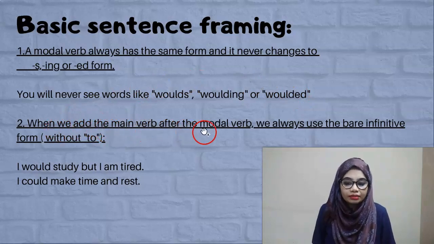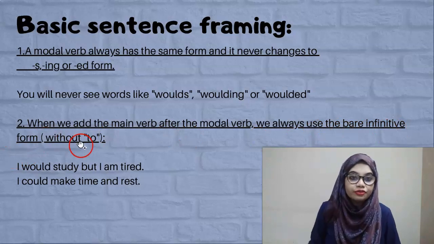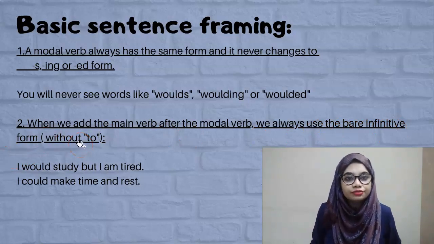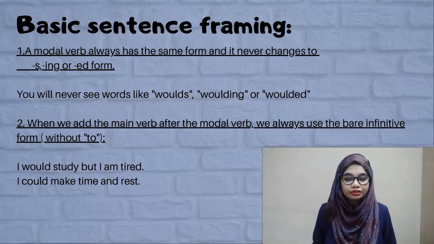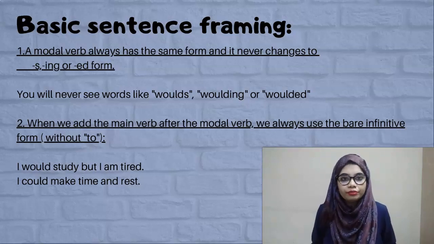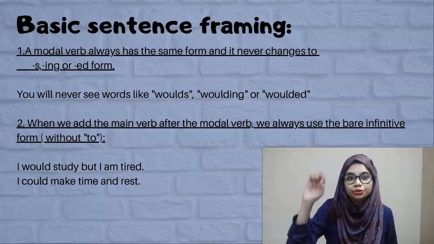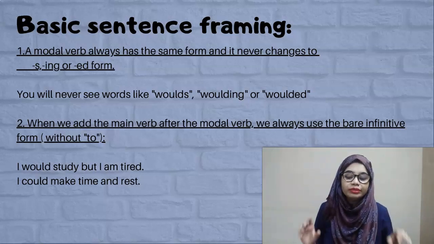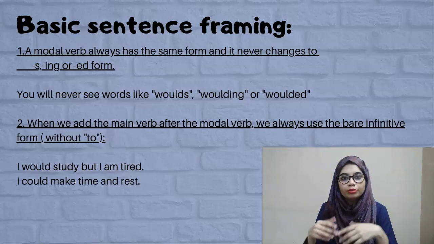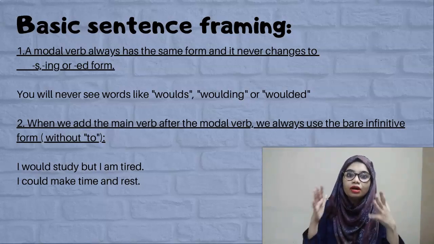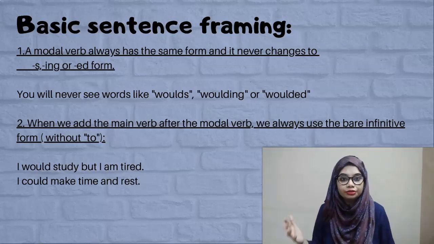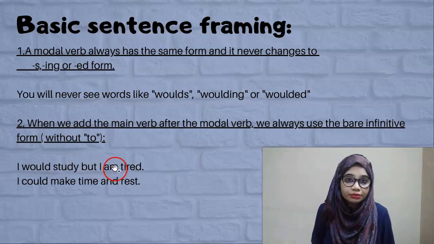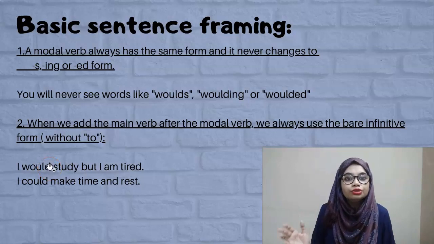When we add the main verb after the modal verb, we always use the bare infinitive form, without to. A bare infinitive form is also known as the base form of the verb. An infinitive form is the one which comes with a to. So to plus the base form is the infinitive form of the verb. But with a modal verb, we use the base form of the verb, also known as the bare infinitive, without to. I would study, but I'm tired. So I cannot say I would to study. I have to say I would study.